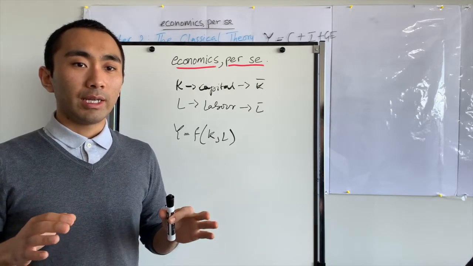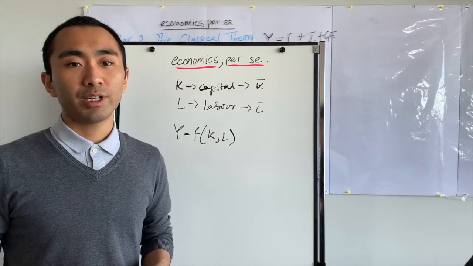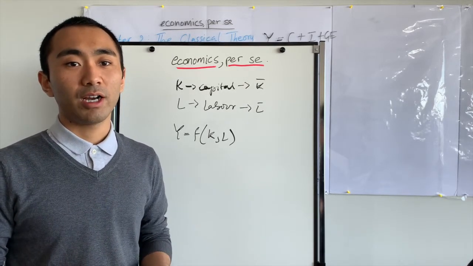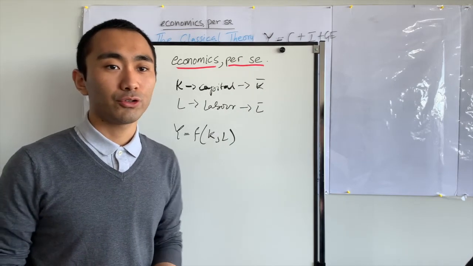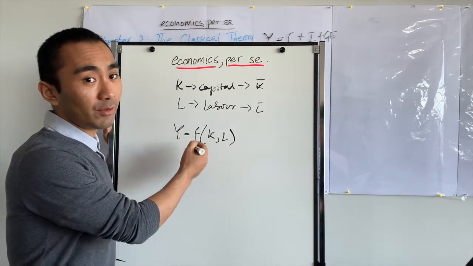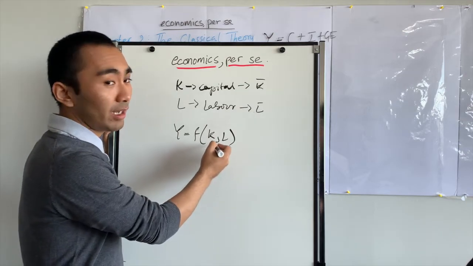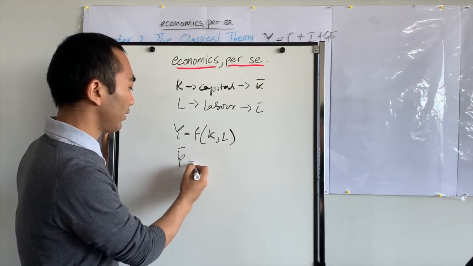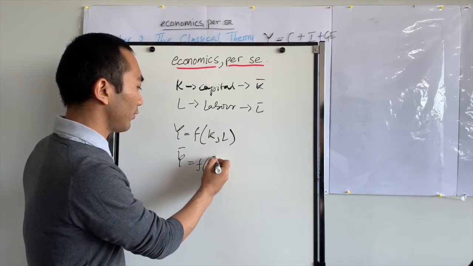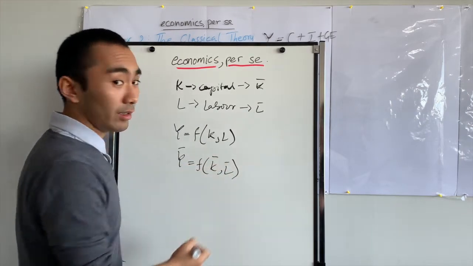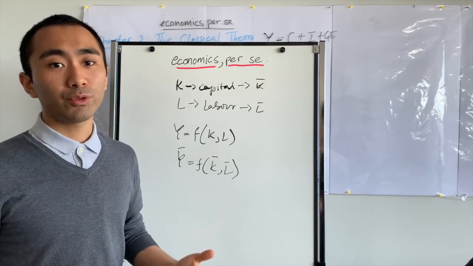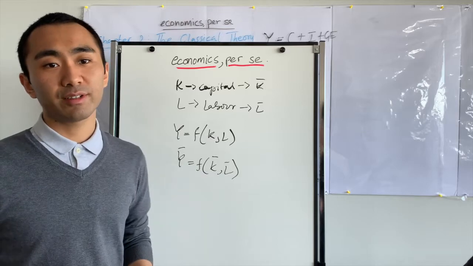Now, in this chapter, since we assume that supplies of capital and labor and technology are fixed, output is fixed as well. So, Y is a function of K and L, and since K and L are both fixed, we'll say that Y bar is equal to F of K bar and L bar. The changes of these inputs and the effects of those changes on the output will be discussed in a later chapter.